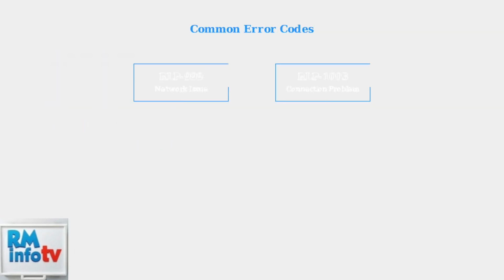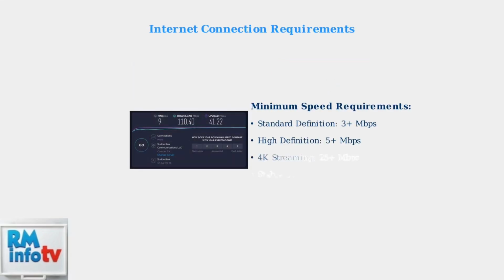Two specific error codes frequently appear when network problems occur: RLP999 and RLP1003. Both typically indicate issues with your internet connection or network stability. Internet connection speed and stability are crucial for the Spectrum app to function properly. You need at least 3 megabits per second for standard definition, 5 for HD, and 25 for 4K streaming. Even if your speed is adequate, an unstable connection can cause problems.